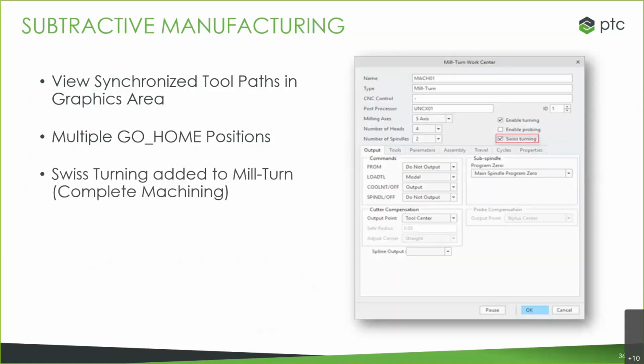And finally, the ability to explicitly call out Swiss turning operations. If you have a mill turn machine, you can say fix the Z-axis and put all the appropriate cout commands into that output file. And that's something that's going to work very well with the Swiss turning as part of our complete machining suite of tools.